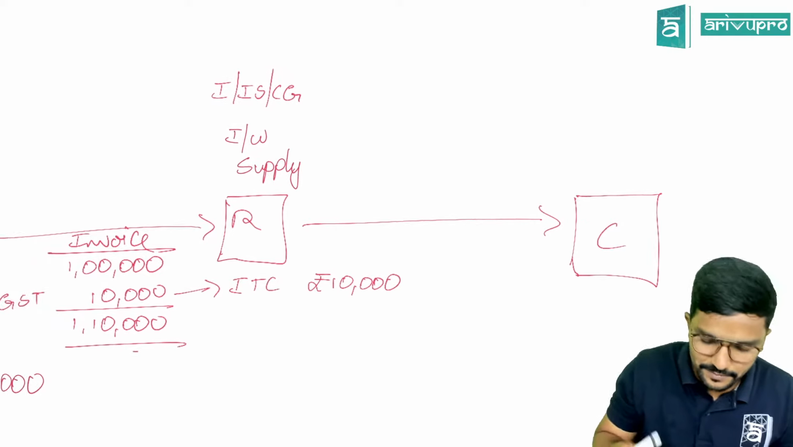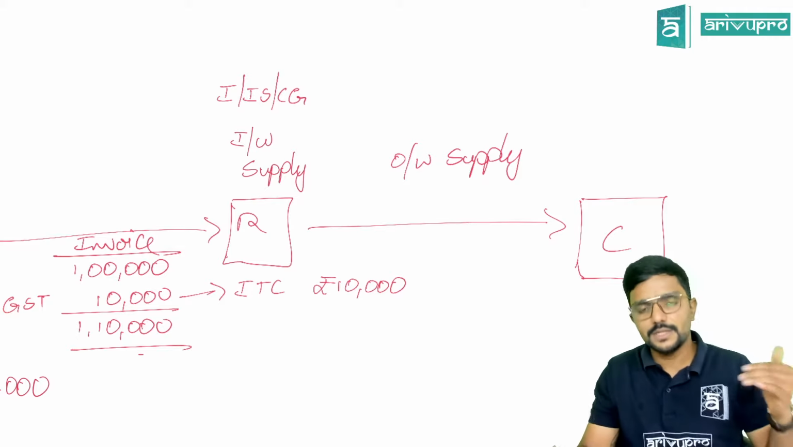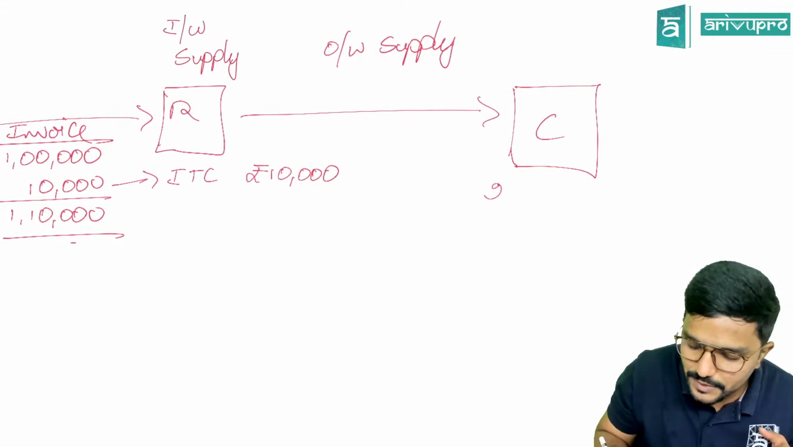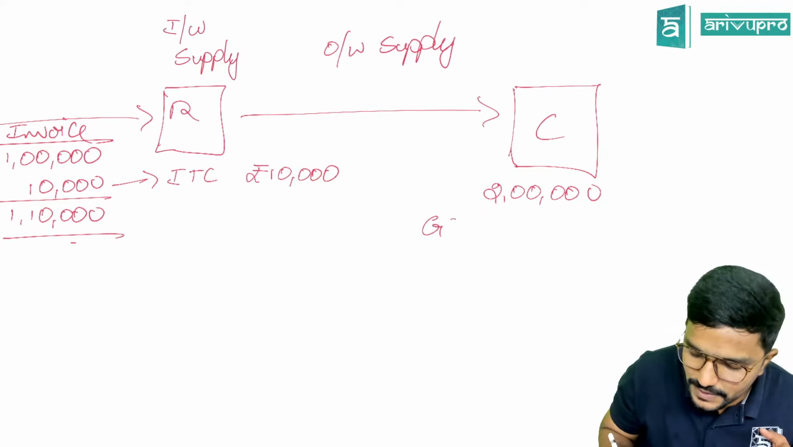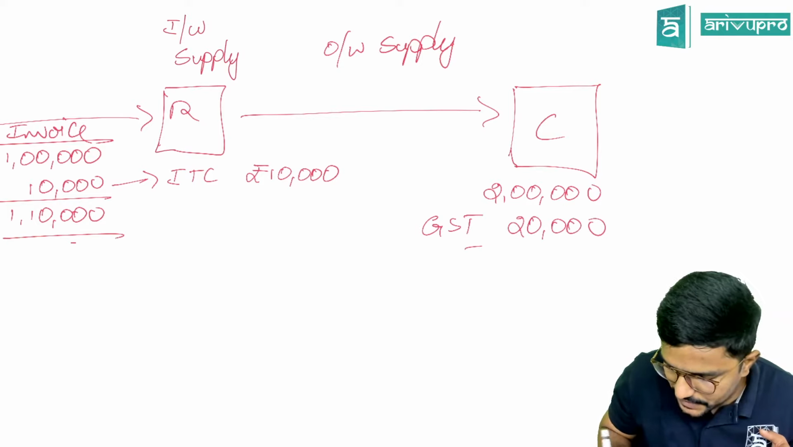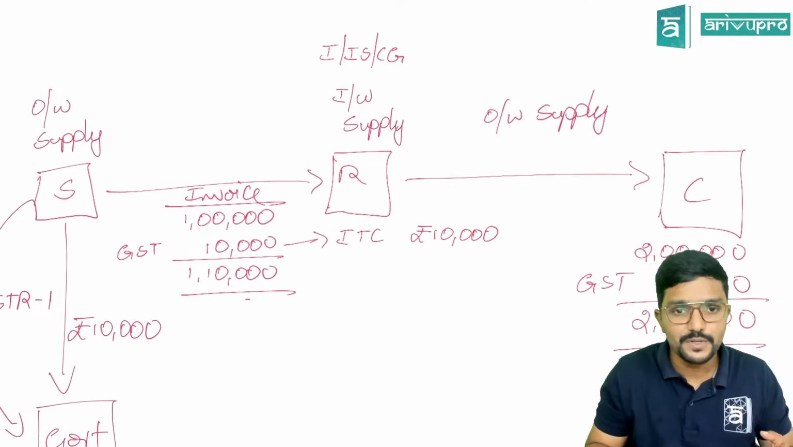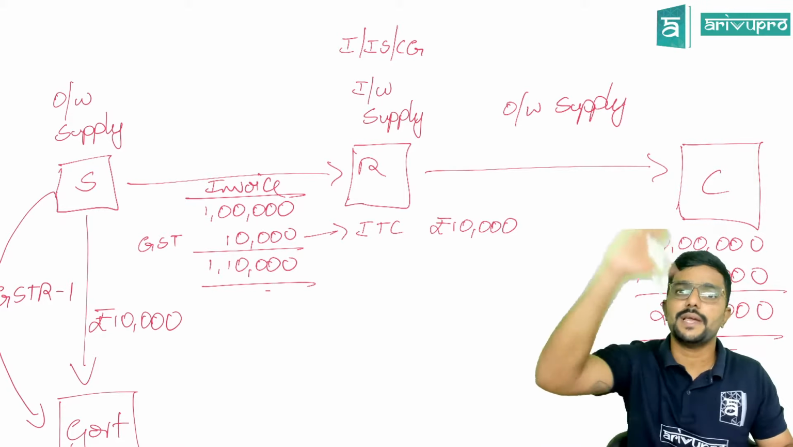So, what is it for him? It is outward supply for him. Okay. On this, assume the recipient is charging his customer 2 lakh. On that, the recipient is liable to pay 20,000 GST. So he is collecting 2,20,000. So this is the second supply, guys. First, the recipient purchased the goods from the supplier. Next, he is supplying it to the customer.